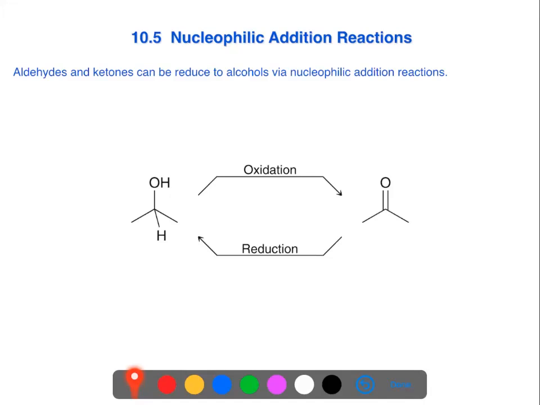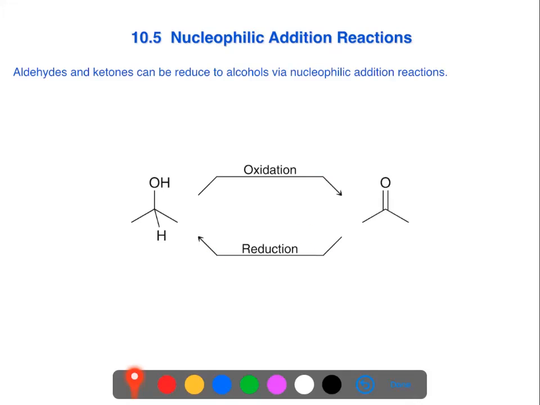In this video, we're going to cover section 10.5 on nucleophilic addition reactions. Now, we just saw in the previous video that we can oxidize an alcohol to a carbonyl-containing compound like an aldehyde, ketone, or carboxylic acid, depending on the starting alcohol and the oxidation conditions that we choose. Now, we can carry out reactions of those products back to the alcohols through a process known as reduction.